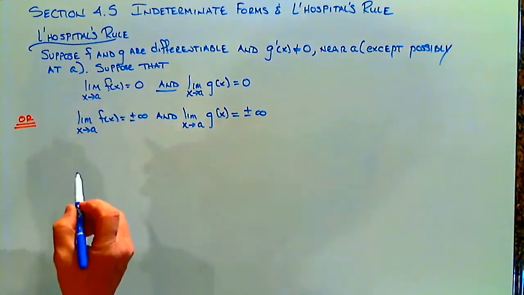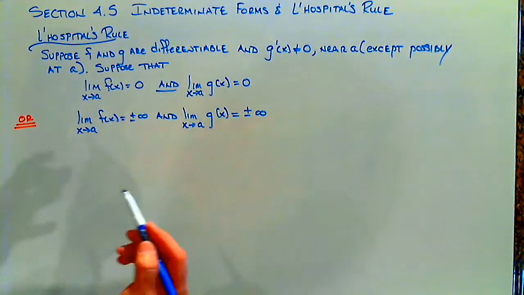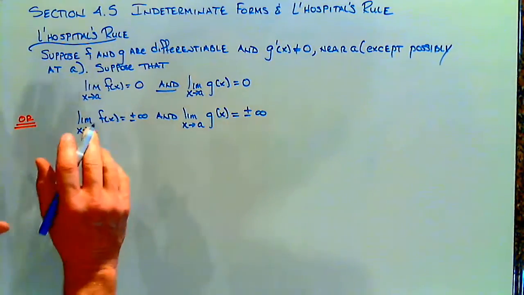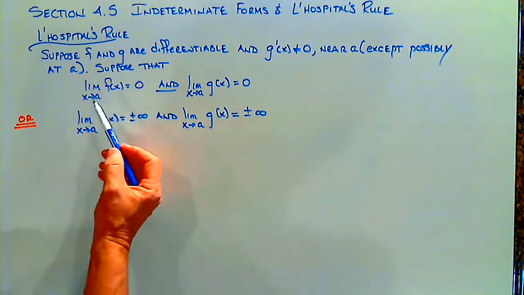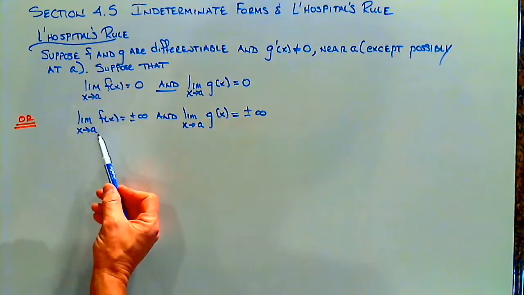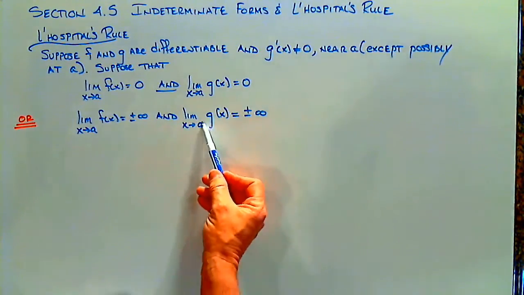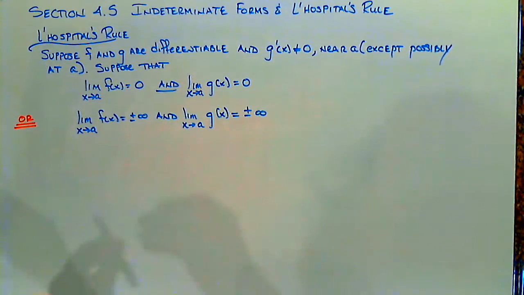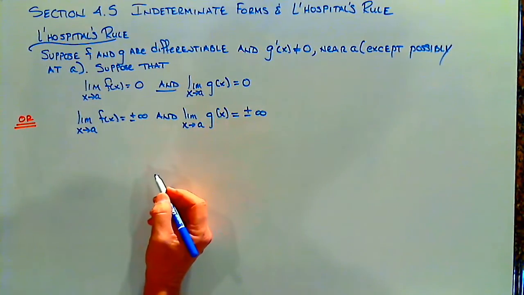Now, we've written this with x going to a. This is a two-sided limit. This is also valid if we make this a one-sided limit. It's also valid if this is x approaches a from the right, and this is x approaches a from the right, or this is x approaches a from the left, and this is x approaches a from the left. So L'Hopital's rule works for one-sided limits as well. All right? Well, so what does L'Hopital's rule say?